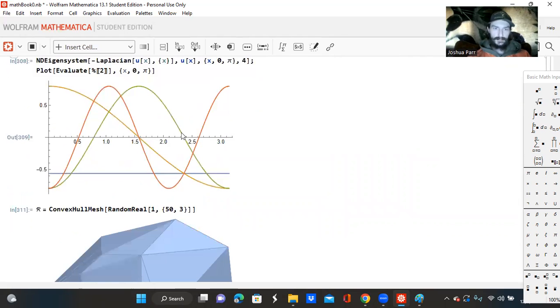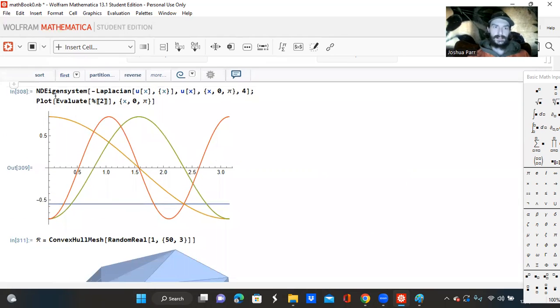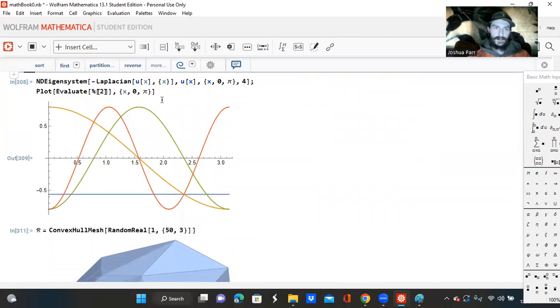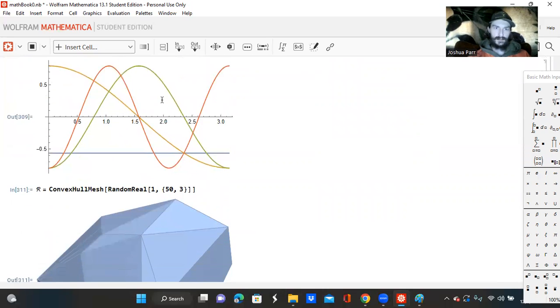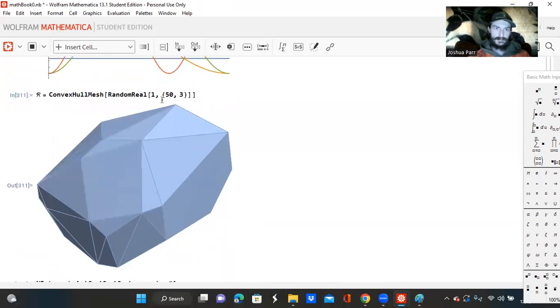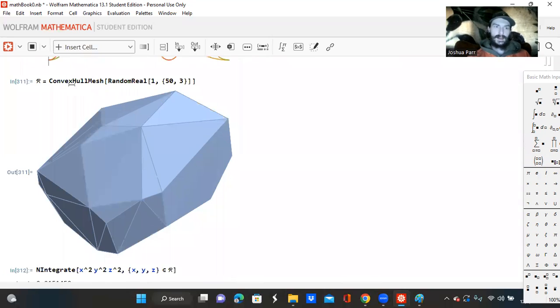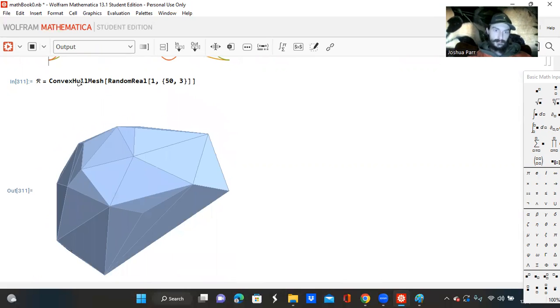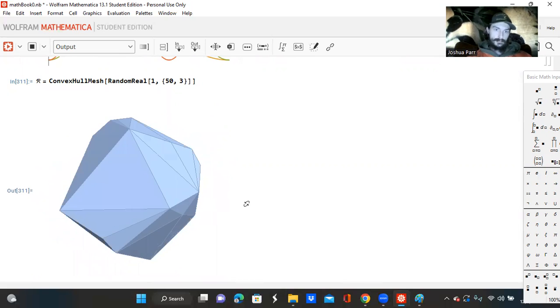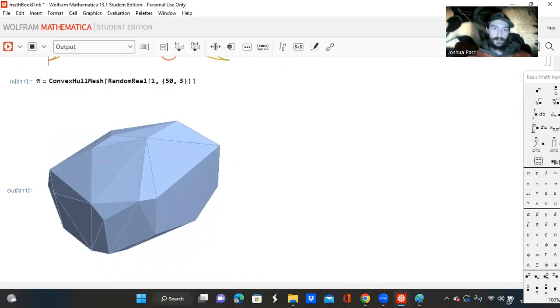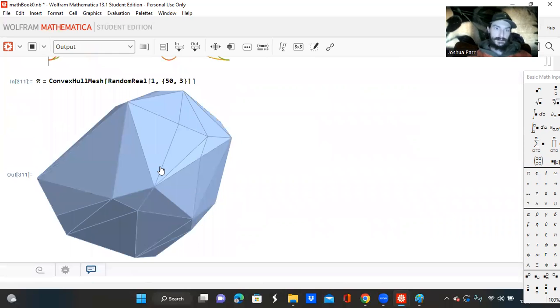So, back to here. I plotted this eigensystem that I just made up, evaluated over 2% of time. Now I'm creating a random real convex hull mesh. It looks a little something like this, some polygon that's fully connected. Convex hull.